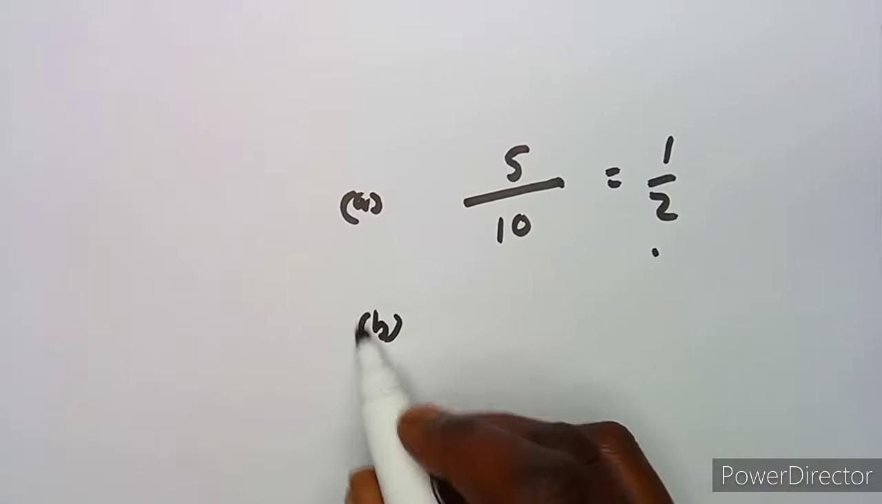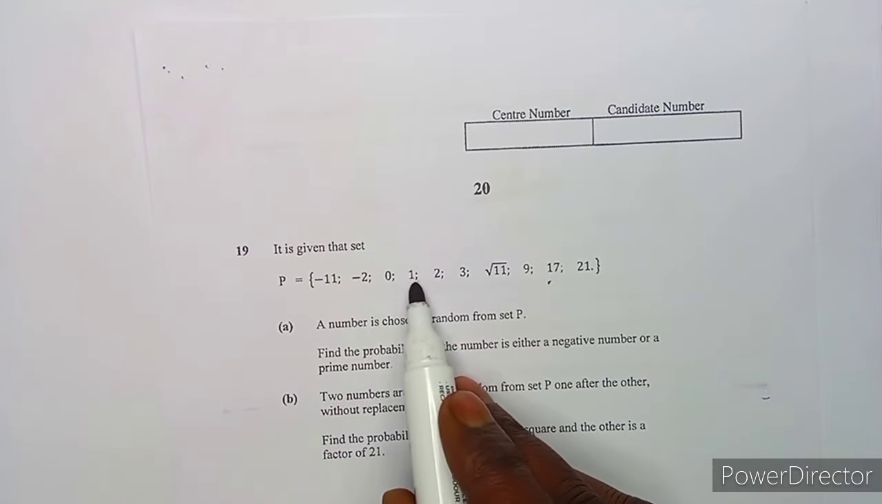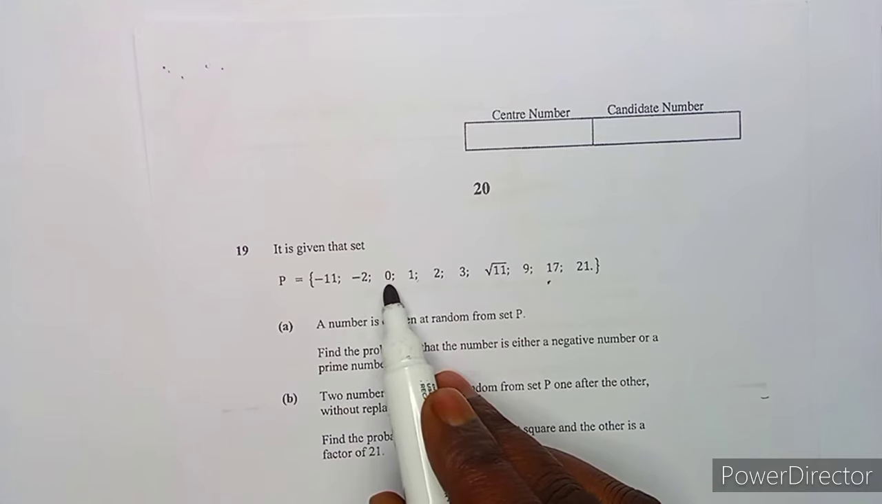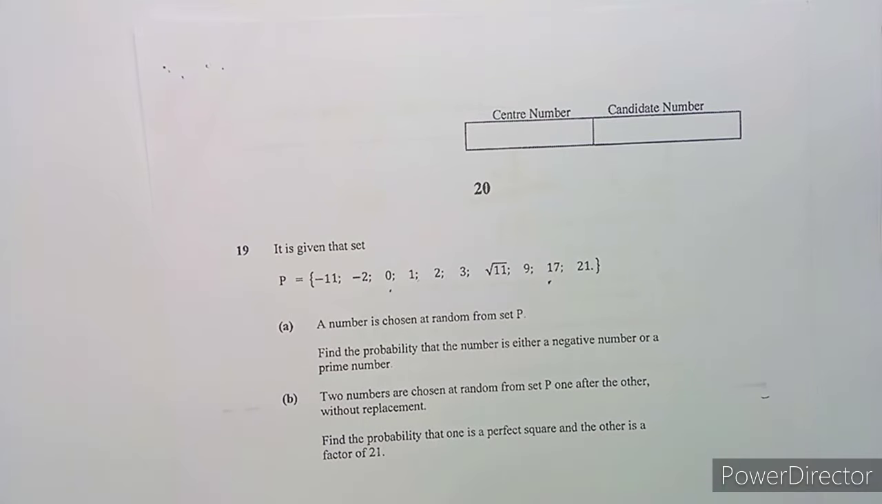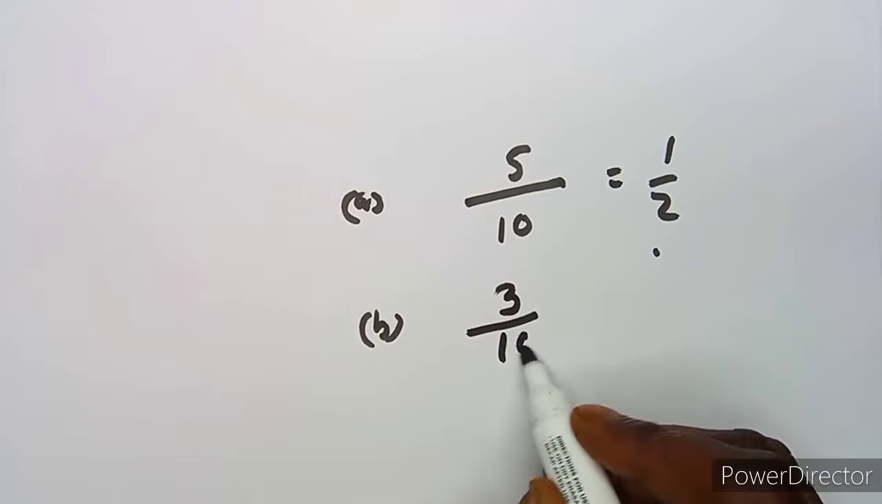So how many perfect squares do we have? Perfect squares, we are referring to those numbers that when you determine their square roots, they must give you a whole number, which means you're talking of 0, 1, and 9. 0 is a perfect square, because the square root of 0 is 0. So you've got 1, 2, 3. These are the perfect squares, 0, 1, and 9. So you've got 3 out of 10.